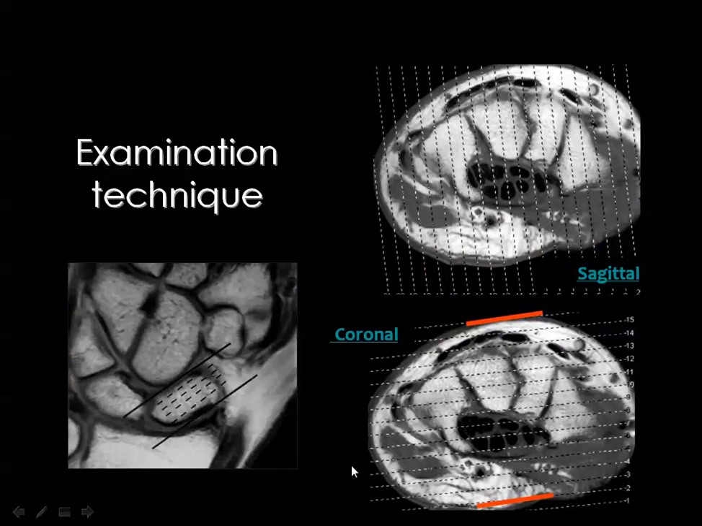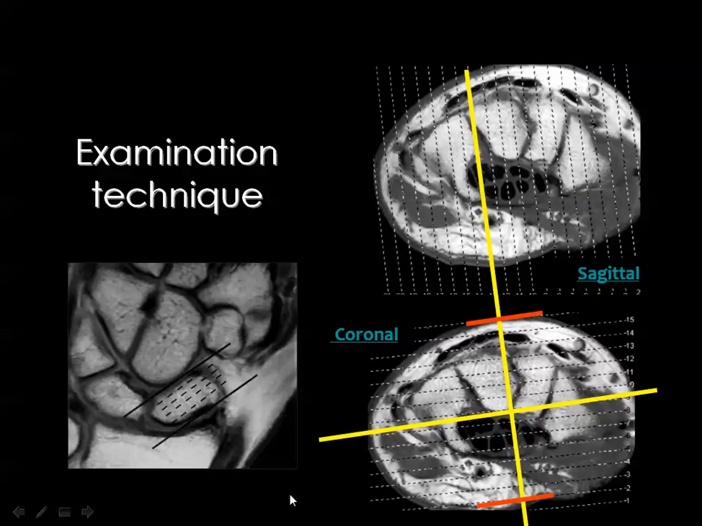Then these are the axial images. You can select the axis of the image, as you can see here. Then you start the coronal exams from anterior to posterior, or from posterior to anterior, any direction you select. And perpendicular to this plane, you can examine the sagittal images from medial to lateral, or from lateral to medial.